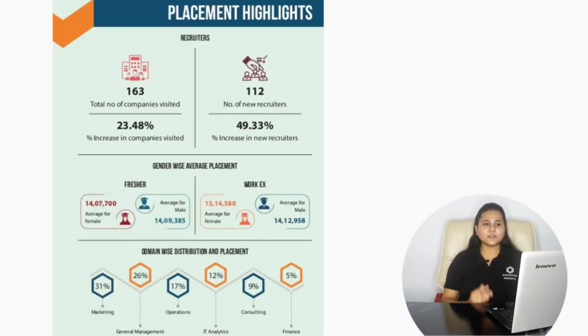Here, if we consider the domain-wise distribution of placements, 31% placements were from the marketing domain, 26% placements were from general management, 17% from operations, 12% from IT and analytics, 9% from consulting, and 5% from the finance domain. So this is all about the placements for the batch of 2022-2024 with the Indian Institute of Management Sambalpur.